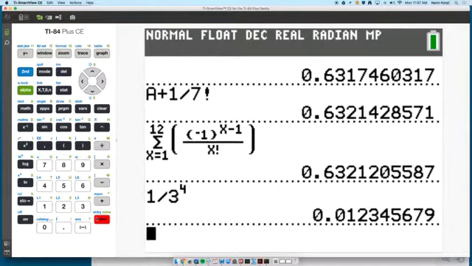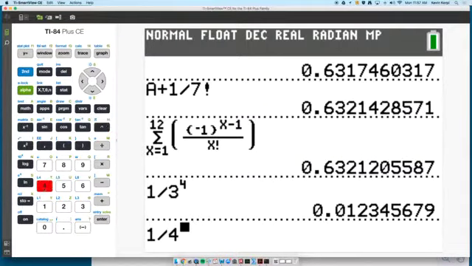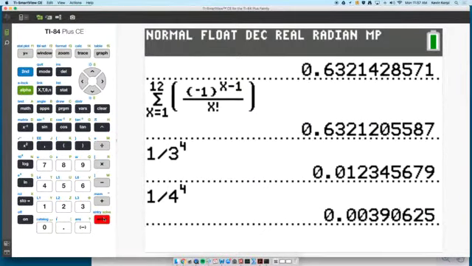Is that less than 1,000th? No. So let's try another one. 1 divided by 4 to the 4th. Is that less than 1,000th? No, that's 3,000. Let's try it again then. 1 divided by 5 to the 4th.